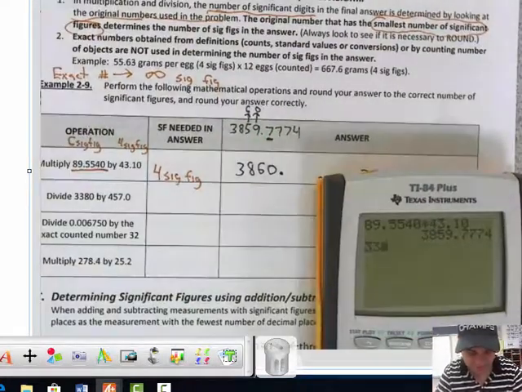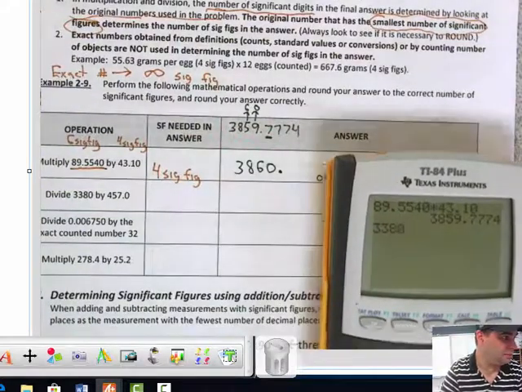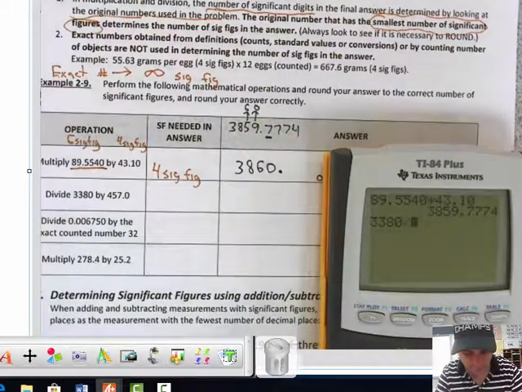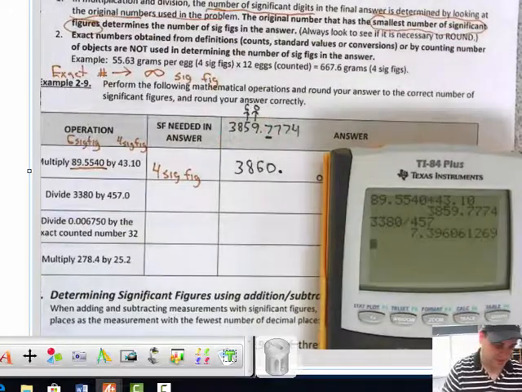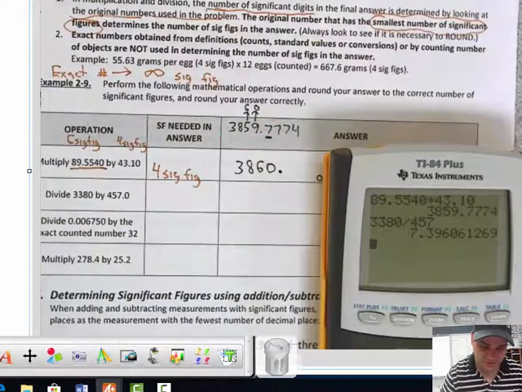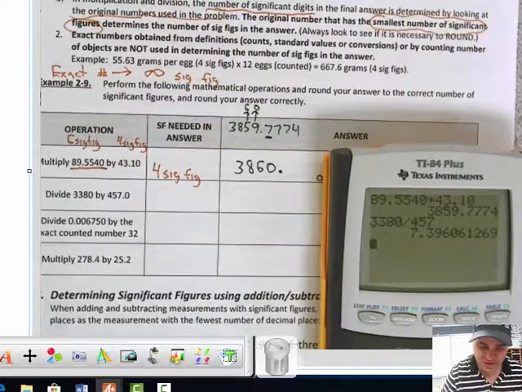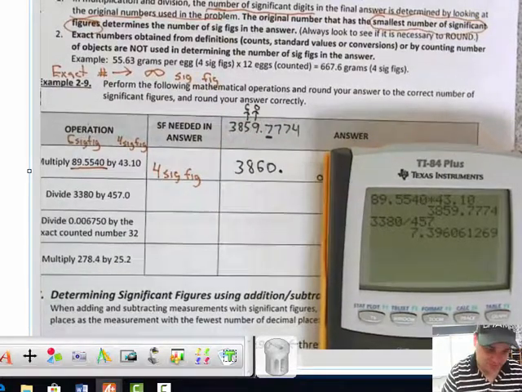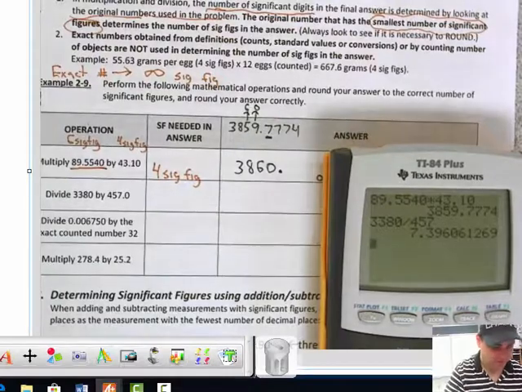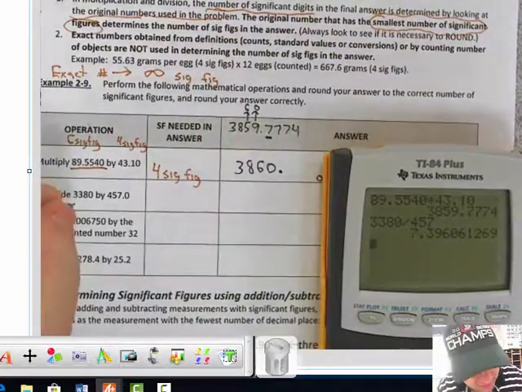We divide 3380 by 457. Okay. And we get 7.396061.269. Don't want that answer. That's a math answer. That has nothing to do with significant figures. How many significant figures are in this number?